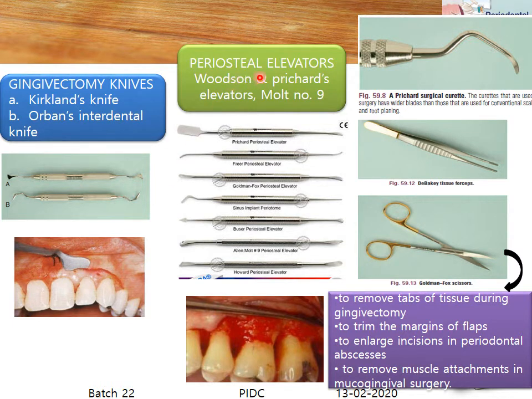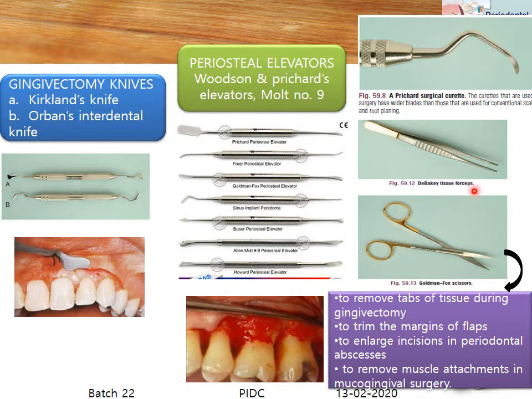And periosteal elevators generally are used for elevating your periosteum during the procedure. Woodson's, Pritchard's elevators are present. You have the Pritchard surgical curette. The curettes used during surgery have wider blade angle than those used for the conventional scaling and root planing.